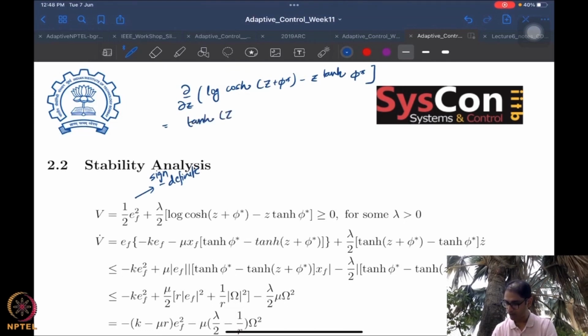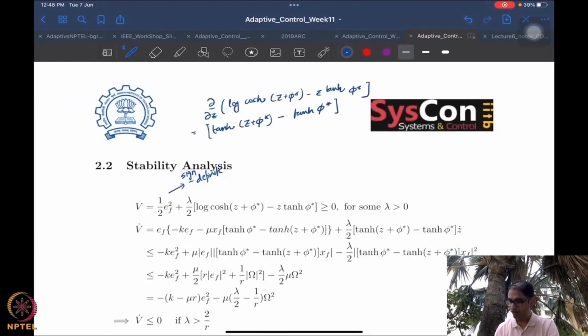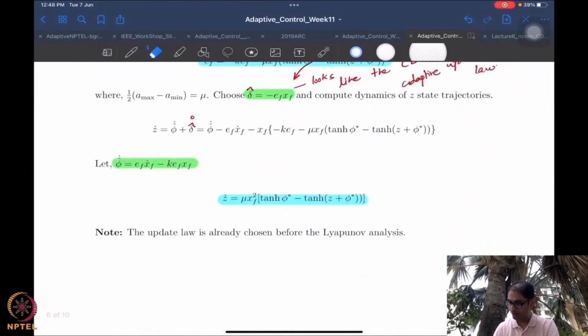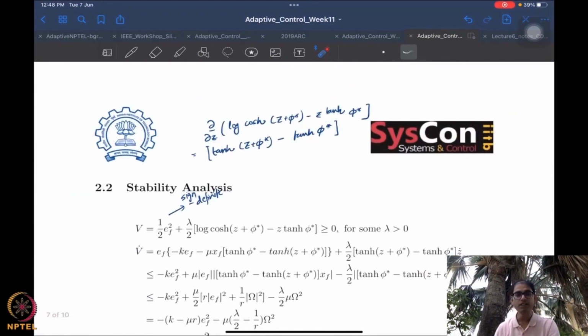So this is tanh(z + 5*) minus... if I take the partial with respect to z, it's just tanh(5*). And this is what we get as the partial with respect to z. You want to note a few things. The first is that this term looks very similar to the term here. In fact, it's just the flipped sign version of this term: tanh(5*) minus tanh(z + 5*). And I've taken the Lyapunov candidate in a smart way so that its partial actually has the same term. Obviously, this will help us in the analysis.